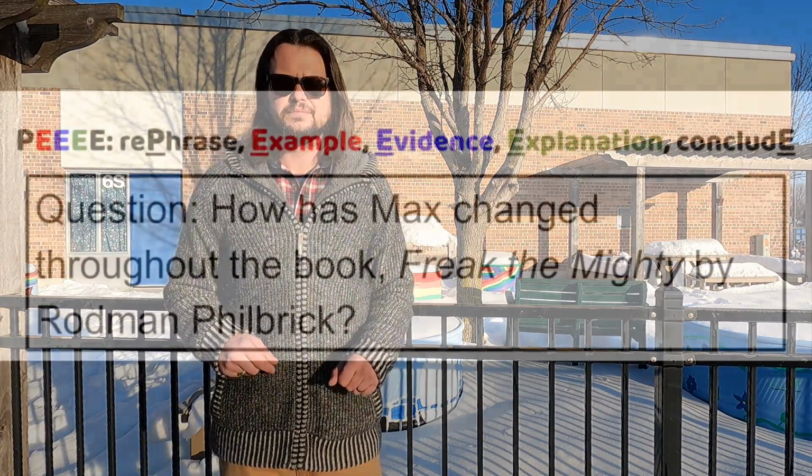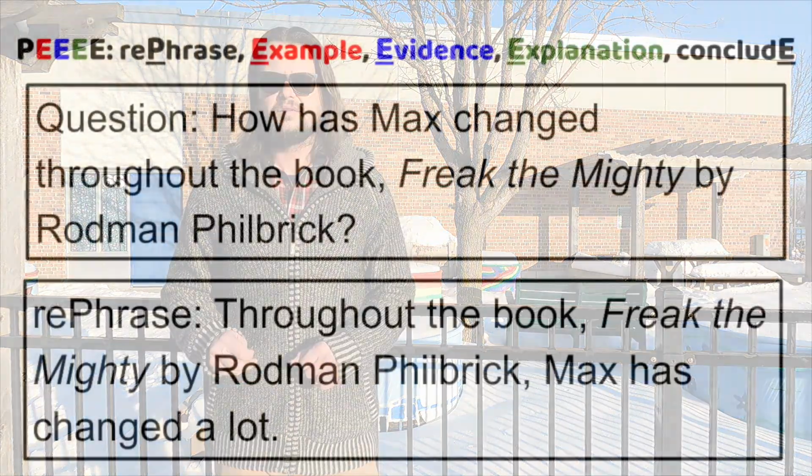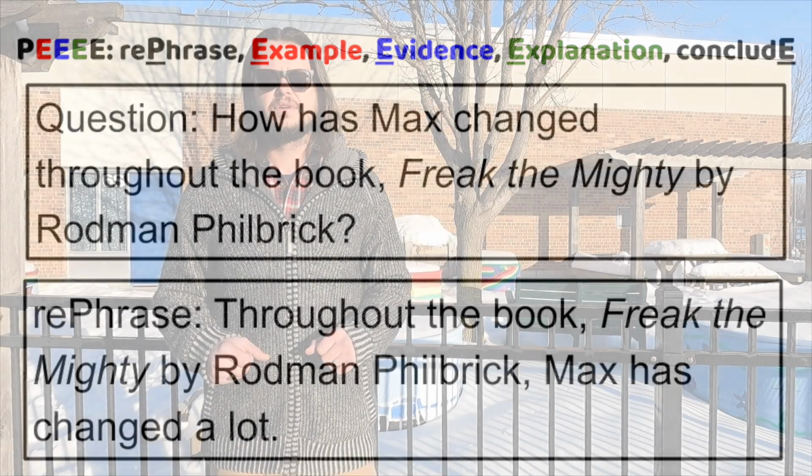Here's an example of a question and response paragraph written using the PEEEE method. Question: how has Max changed throughout the book Freak the Mighty by Rodman Philbrick? First, you rephrase the question as a statement using as many words from the original question as you can. Here's an example of a rephrased statement. Throughout the book Freak the Mighty by Rodman Philbrick, Max has changed a lot.